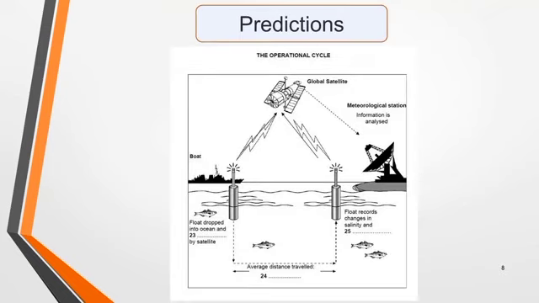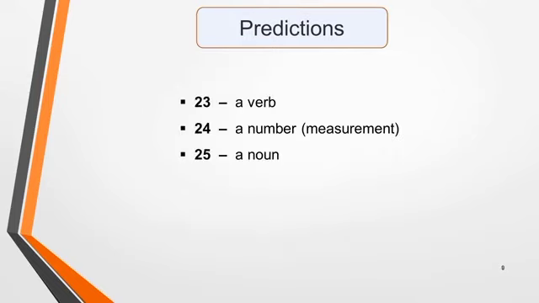Have a go at predicting some of the answers in our practice question. Pause the video to do this, then have a look at my predictions on the next slide. Here are my predictions. Answer 23 will be a verb. Answer 24 will be a number. And answer 25 will be a noun.